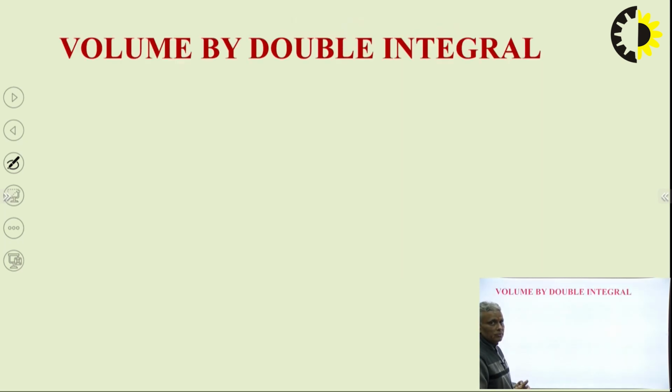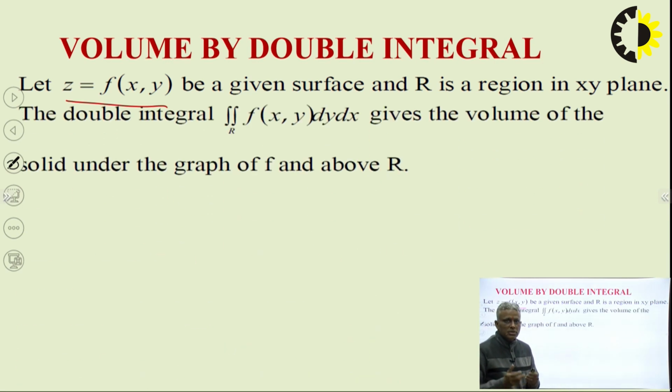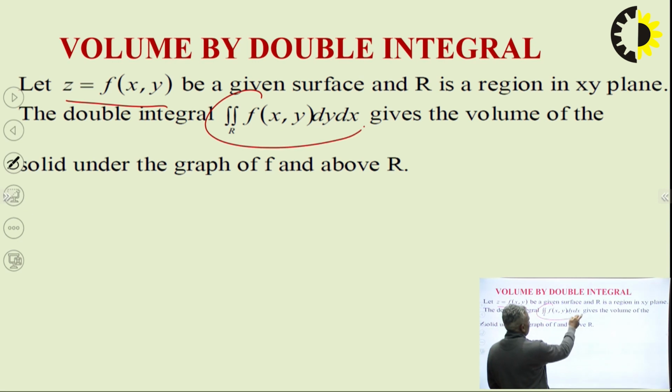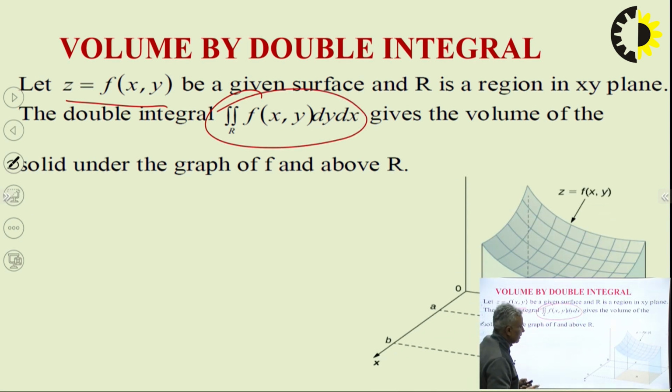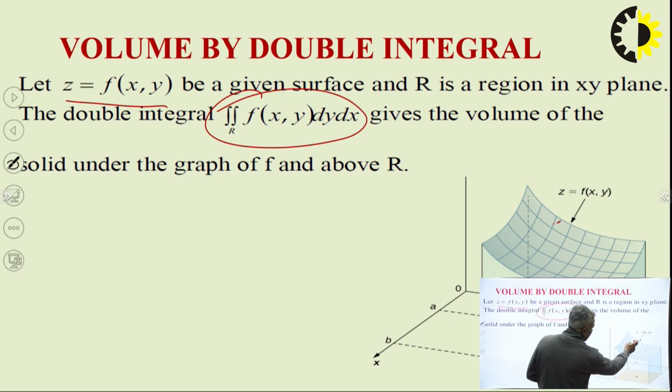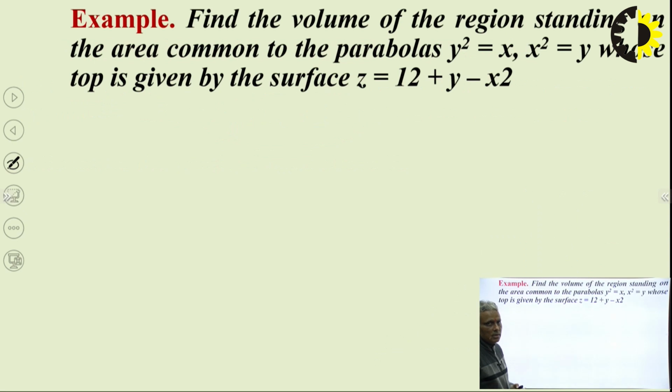Now, volume by double integration. How to calculate the volume with the help of the double integration? That is a very important question. First of all we consider z is equal to f(x,y) as the function and R as the given region over which integration is required. Then we use the formula of double integration. We can calculate the volume of the solid with the help of this diagram: this is the area, multiplied by the height, and we can calculate the volume.